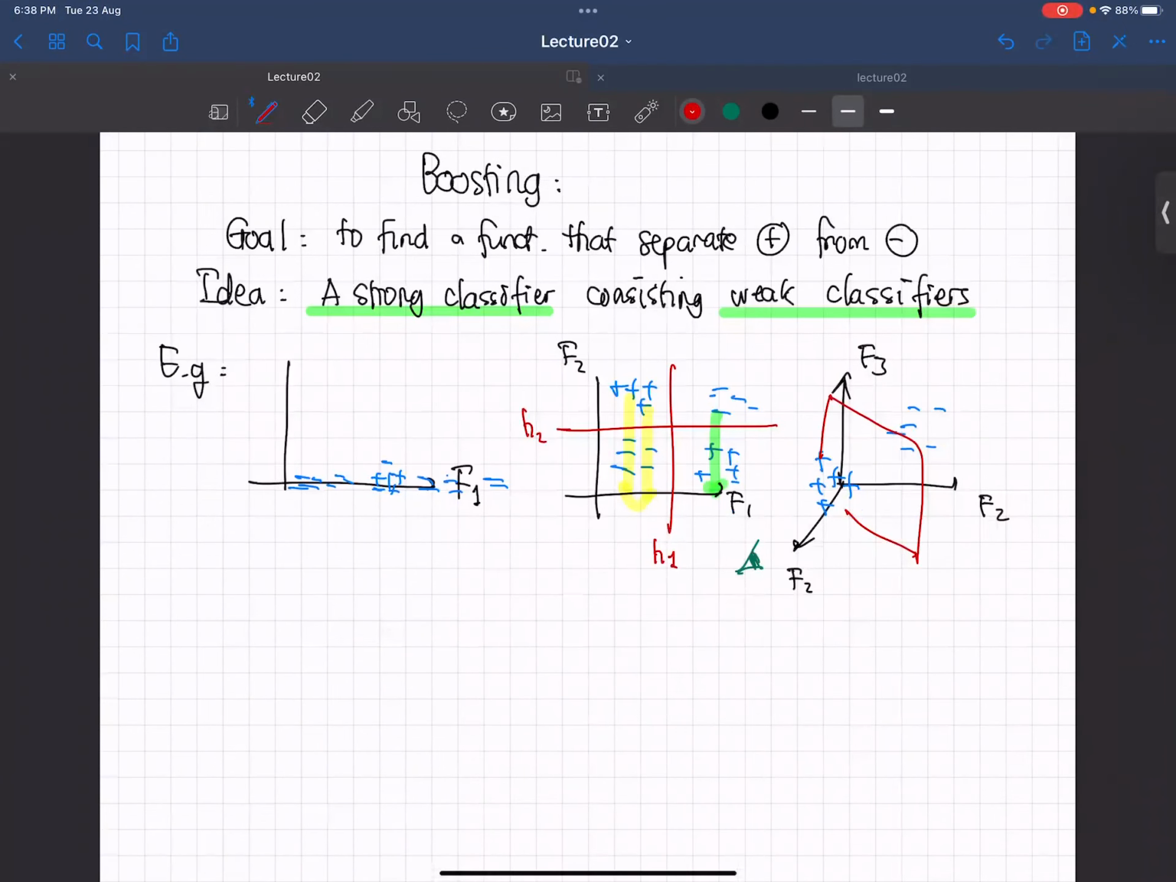Anyway, any questions so far here? The main point that you have to keep in mind is that boosting consists of two things: weak classifiers and a strong classifier.